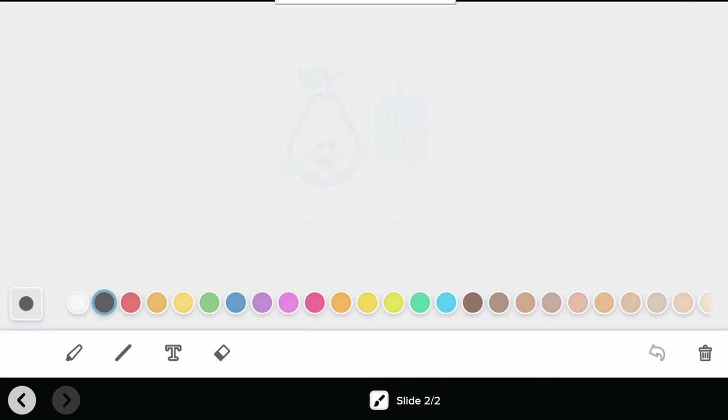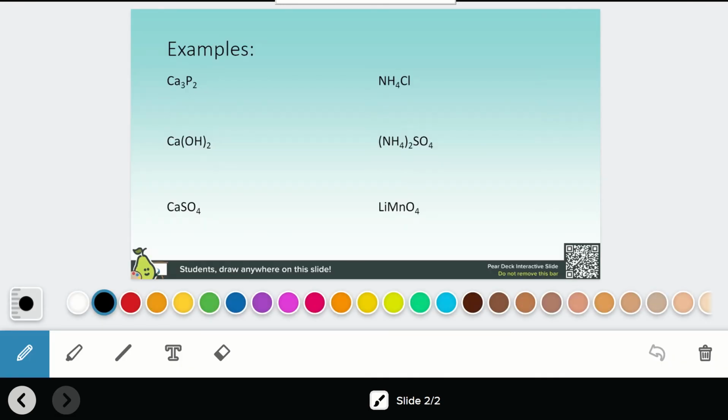On this next slide, we have some examples. Our first one there is Ca3P2. Our first question is to look at that first element. Our first element there is Ca, or calcium, and we want to ask ourselves, is it a metal? Well, calcium is most definitely a metal, so we're going to split this right after calcium. I just divide it in half right there. Then we want to write the symbol of each ion. So we have calcium and we have phosphorus.